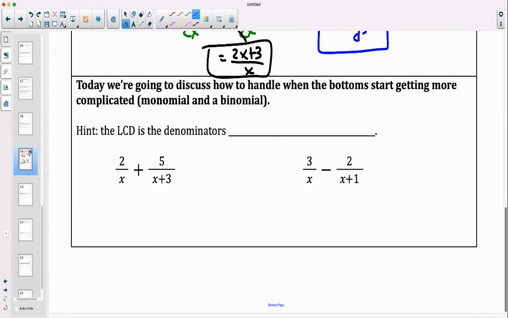Okay, so that's all review. So looking forward at what we need to be able to do today is still continue to discuss how it works when the LCD gets a little bit more complicated. So if it's a little bit more complicated on the bottom. So sometimes you get something like this where it has a monomial times a binomial. Okay, and we have to talk about what the GCF of that would be. Okay, so the LCD is the denominators multiplied together. That's how it's going to work today.